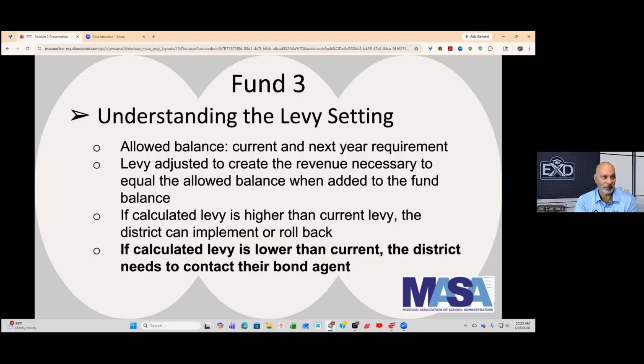And so if you run that calculation, it's below your current levy. I would encourage you to immediately contact your bond agent and start having discussions. How do we prepay? What are some things we can do to keep our levy at 50 cents? But that's just a quick review of setting the debt service levy and wanting to keep it at a stable amount.